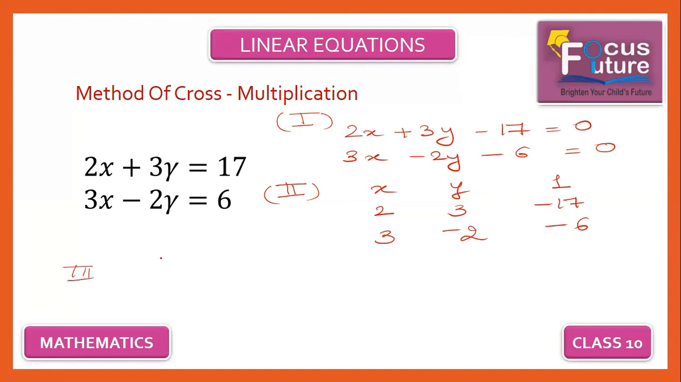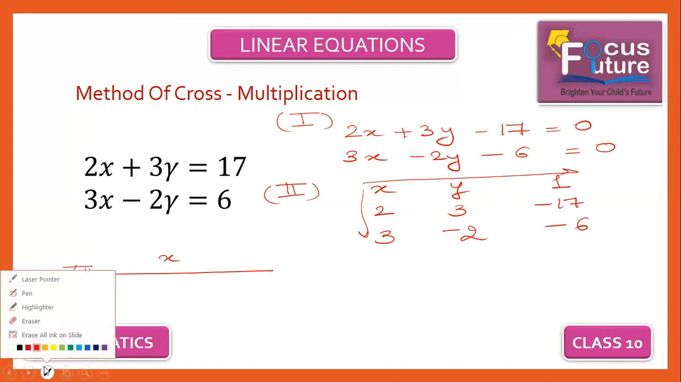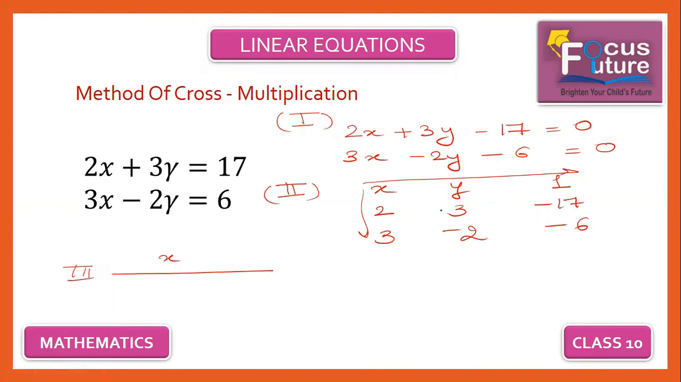Step number 3 was x divided by, leave this column and this row. So you are left with this part. Let me just highlight for you. You are left with this part. And you would cross multiply this. You would get 3 into minus 6 minus 2 into minus 17.